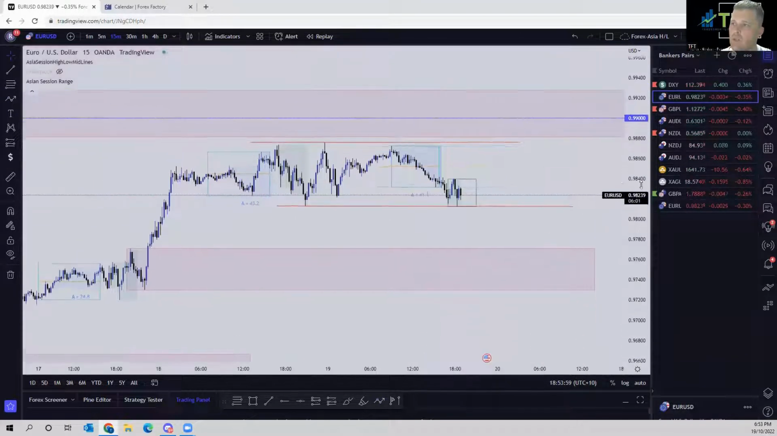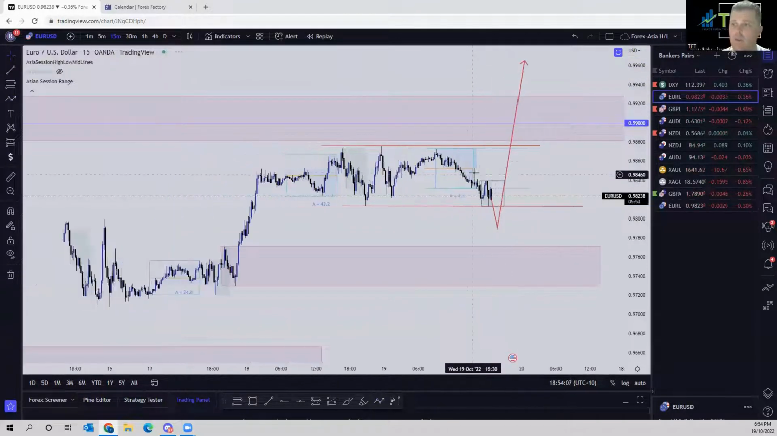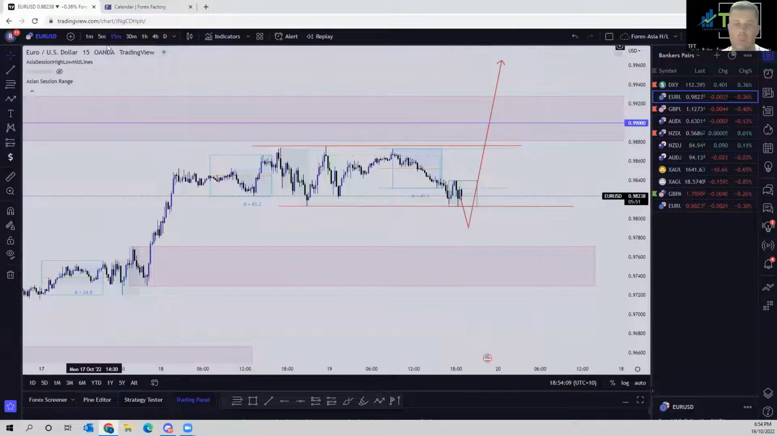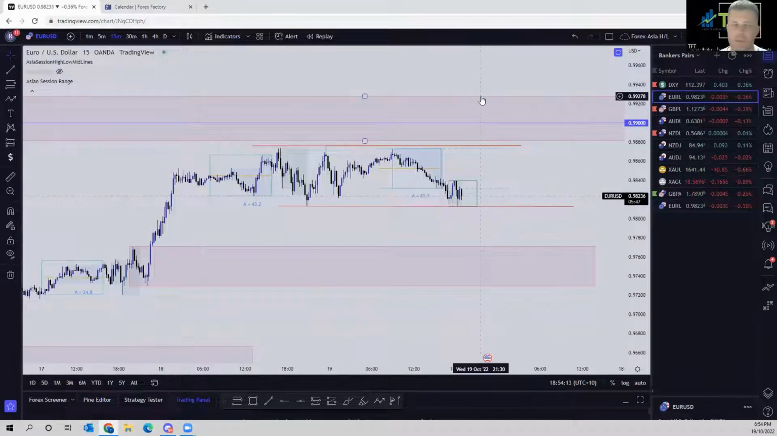Or we could see a complete break of this area here. We could see a break low and then a push up through the high and continue on a higher time frame bullish narrative. But again, we need to look at the higher time frame and reanalyze if this area gets broken, because obviously we're looking for shorts from this area based on the higher time frame.